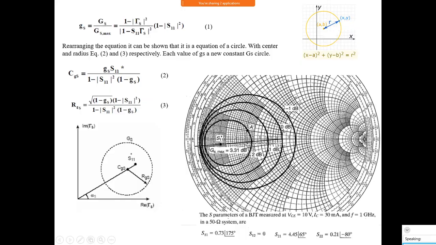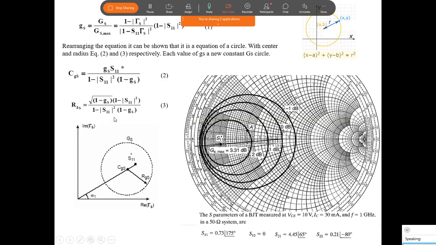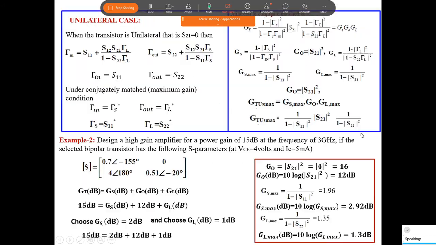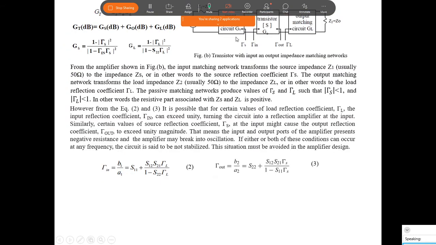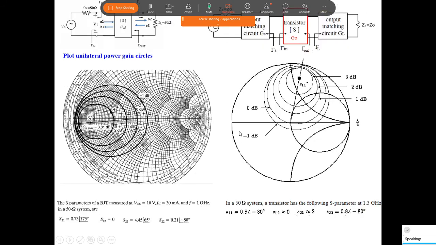That means to adjust the gain of the input, from the source we have a gain here, the source gain. From the source side, whatever gain is required, you can adjust by using this circle. Similarly, you have to do it for the output side also, because the output gain also we have to adjust.